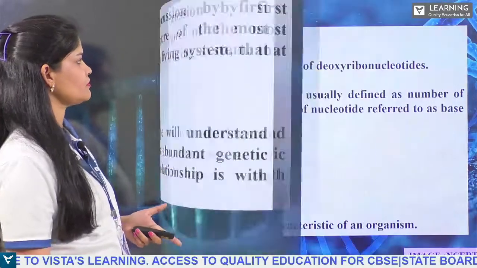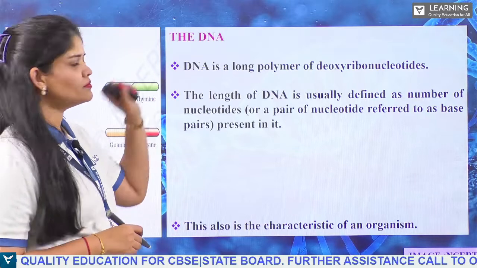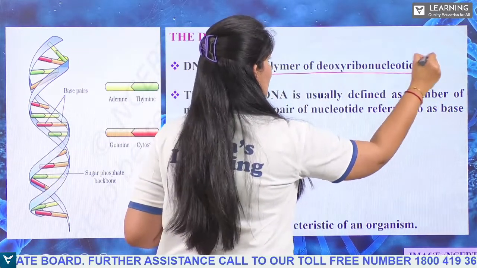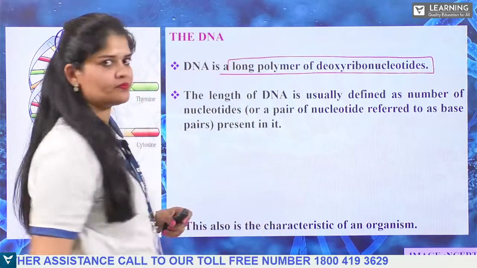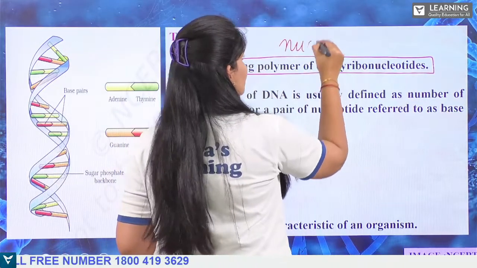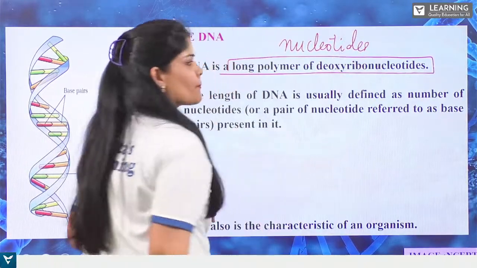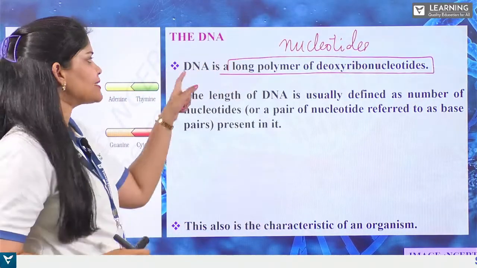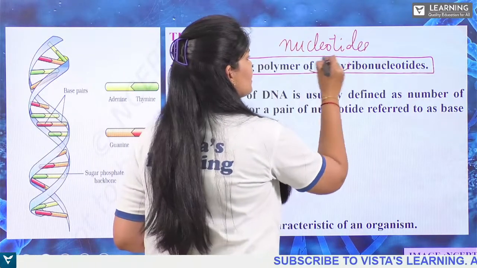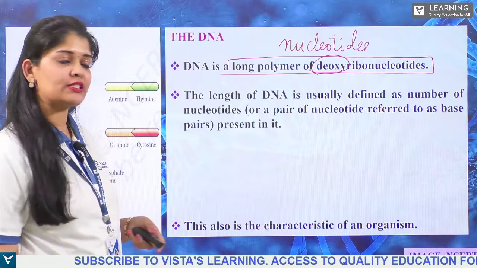Now, let's understand the structure of the DNA. The DNA is a long polymer of deoxynucleotides. We already know the monomer units are nucleotides. It is a long polymer which is made up of deoxyribonucleotides. Why are we calling it deoxy?